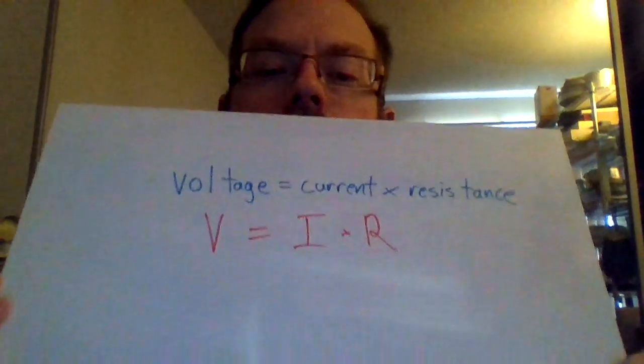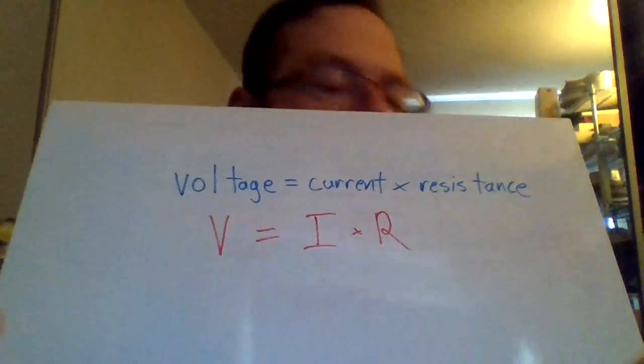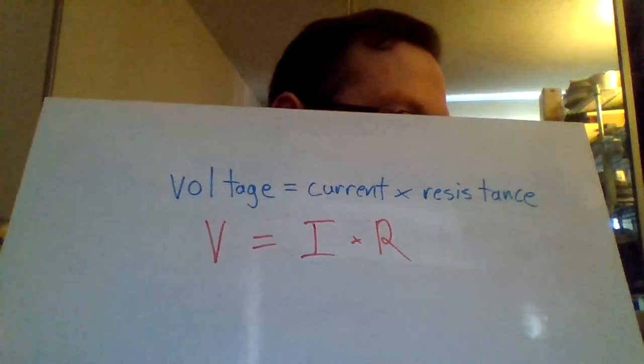Now, we usually write these things out as a formula, so let me give you that. V equals I times R. And this is Ohm's law. V equals IR. Voltage equals current times resistance.